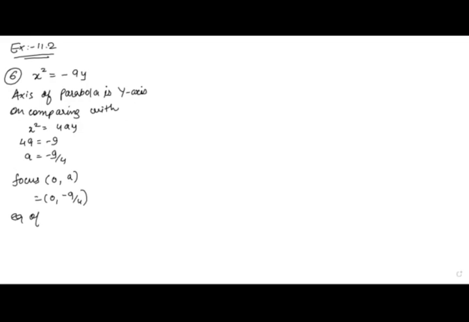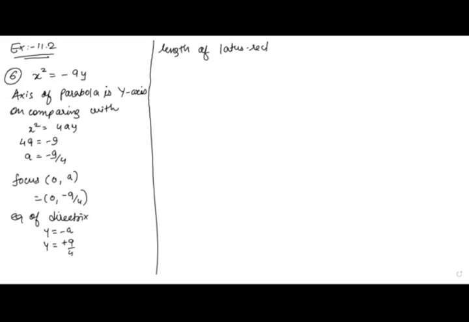Equation of directrix will be y is equal to minus a. Therefore, y is equal to minus minus 9 by 4, that is plus 9 by 4. And the length of latus rectum is 4 mod a. So 4 into 9 by 4, it will be 9 units.